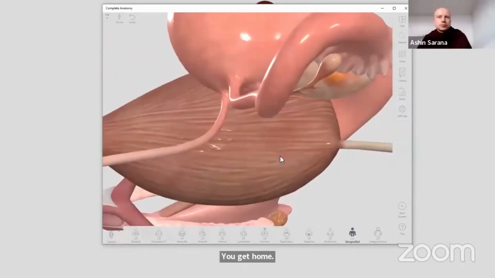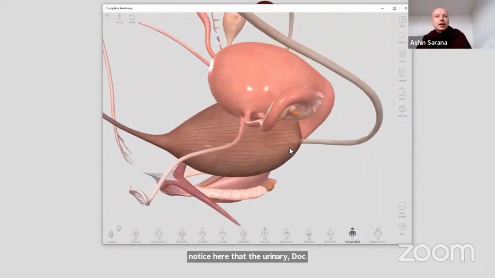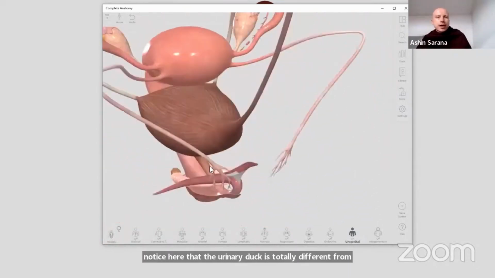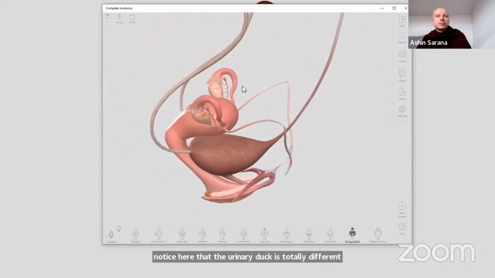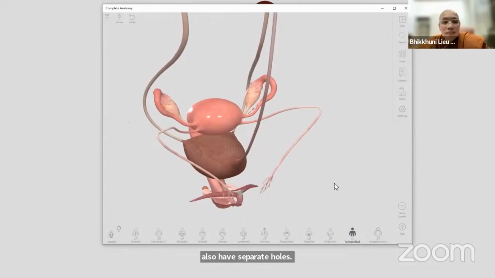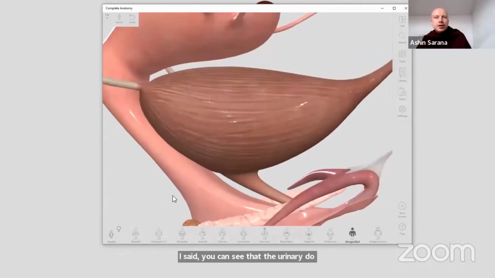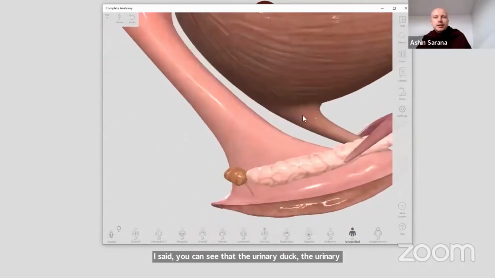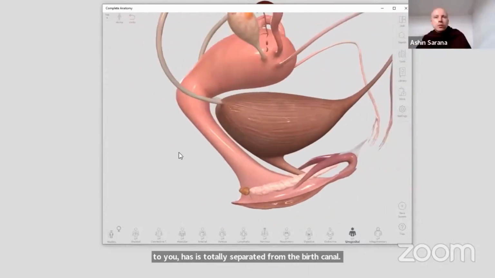You can also notice here that the urinary duct is totally different from the birth canal, so they're separated and they also have separate holes. Can you repeat this sentence? Yes, I said you can see that the urinary duct, the urinary tube, is totally separated from the birth canal, and therefore they have different holes.